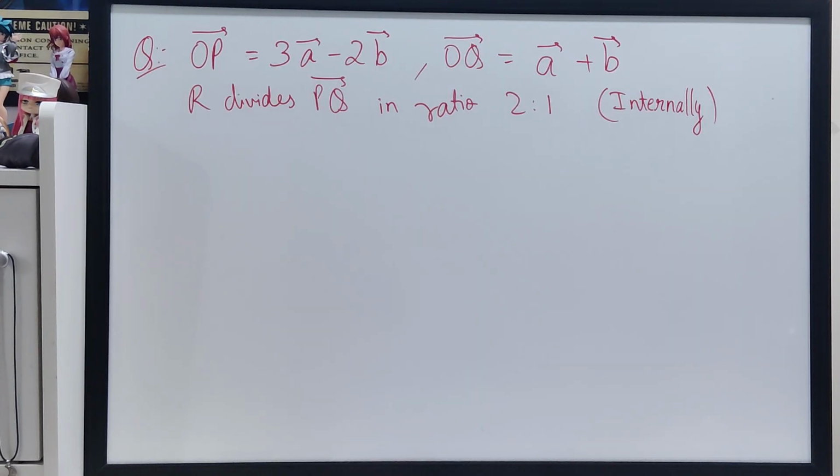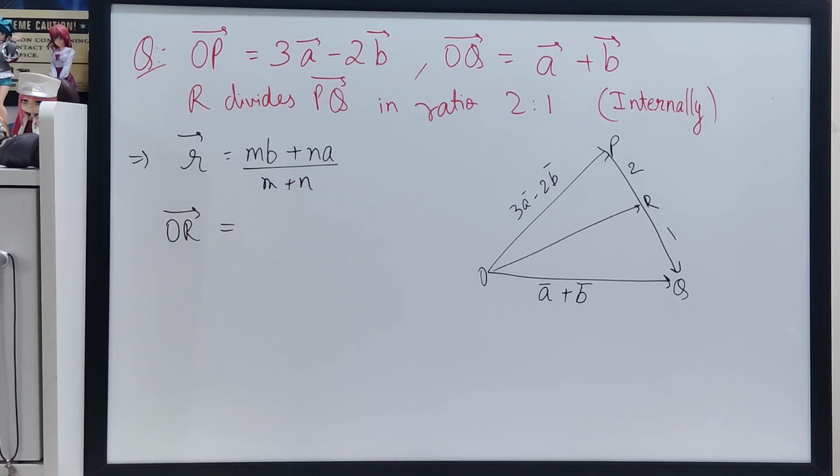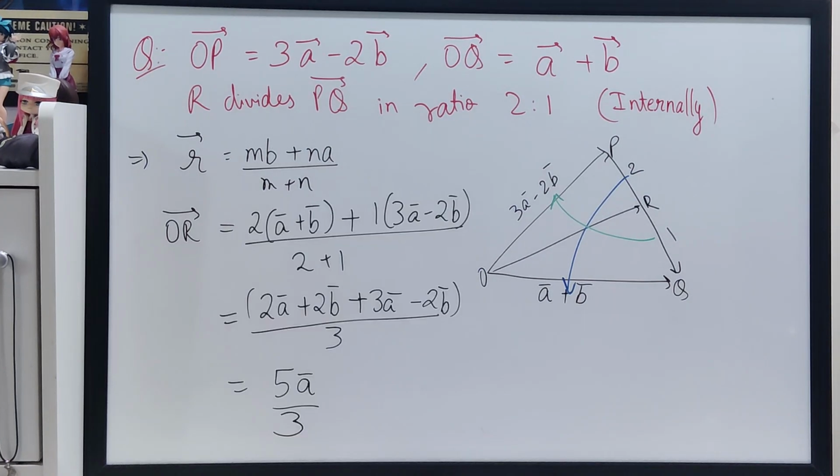Let's take up a question. Suppose OP is equal to 3A minus 2B, OQ is equal to A plus B, and R divides PQ in the ratio 2:1 internally, which means the same as we saw in the diagram. We'll use the same formula. R is equal to (mB plus nA) by (m plus n). So our R becomes 5A by 3.